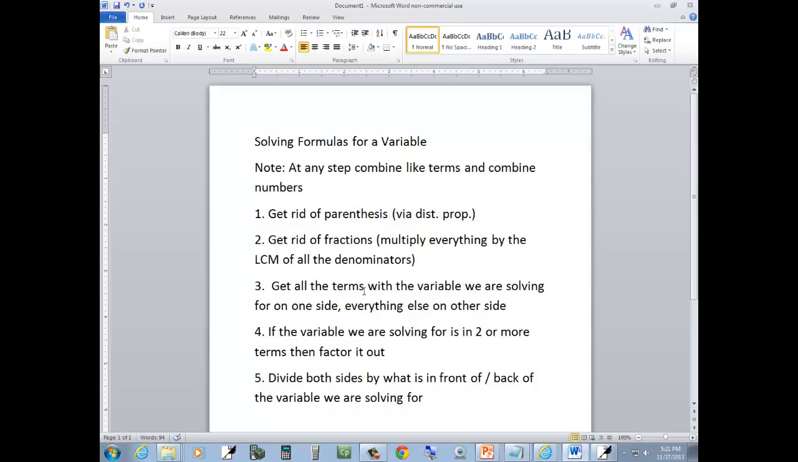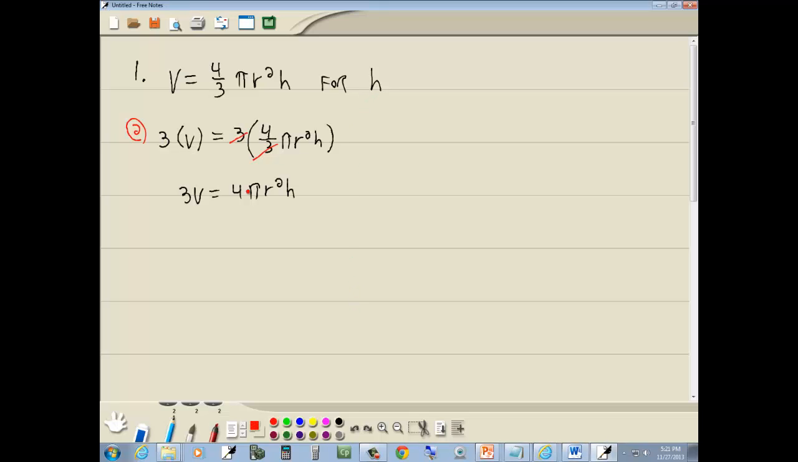Step 3. Get all the terms of the variable we're solving for on one side, everything else on the other side. We're solving for h. Everything with an h is already on the right side, and everything else is over on the left side. So that's done. Step 4. If the variable you're solving for is in 2 or more terms, factor it out. It's only in one term. Terms are separated by pluses and minuses. Step 5. Divide both sides by what's in front of or back of the variable you're solving for.